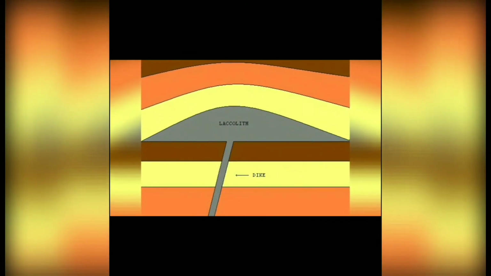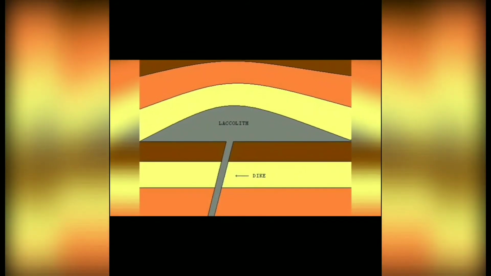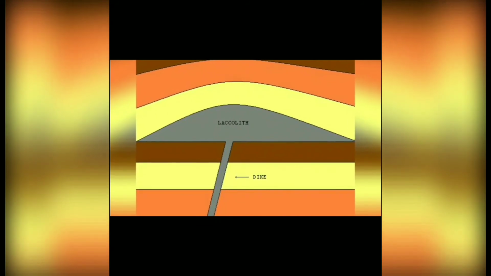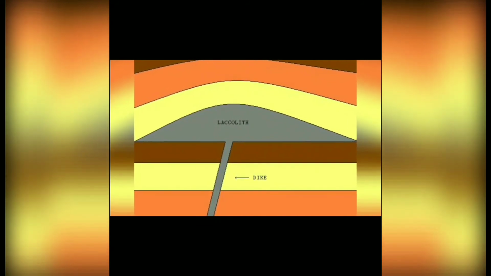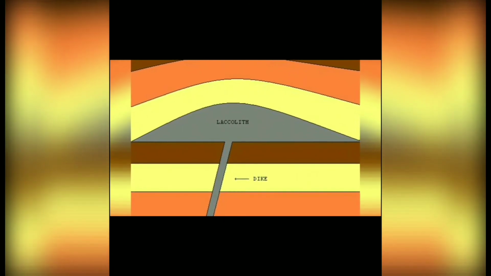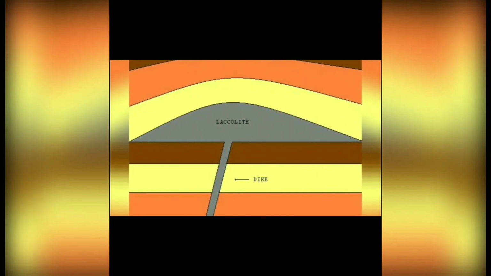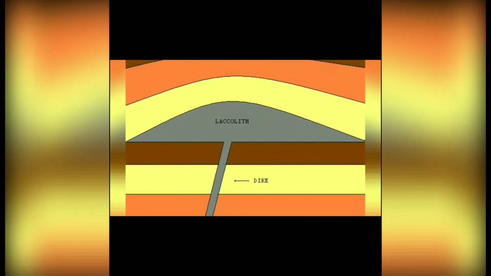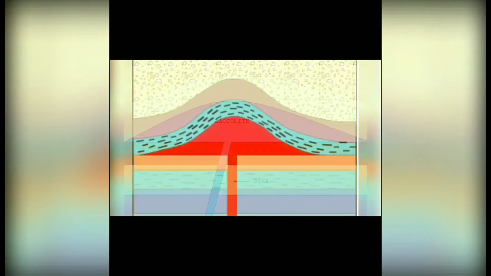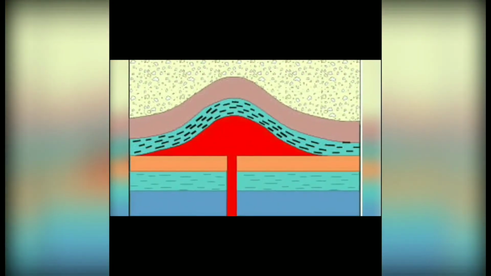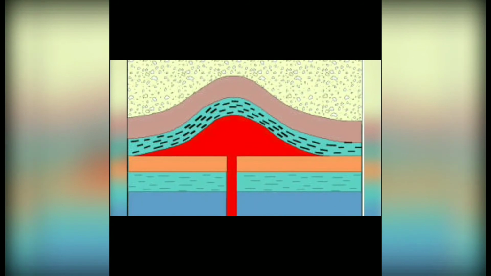Laccolith is a sheet intrusion that has been injected between two layers of sedimentary rocks. Here in the picture we can see two layers in brown color. These are sedimentary rocks, and in between these two layers there is one layer in ash color, that is the Laccolith. We can easily understand that a Laccolith has a dome shape, or mushroom or lens shape.